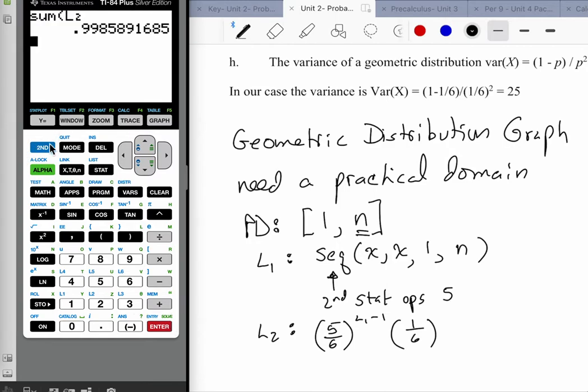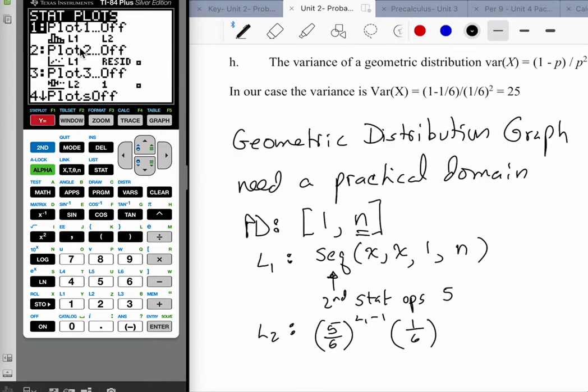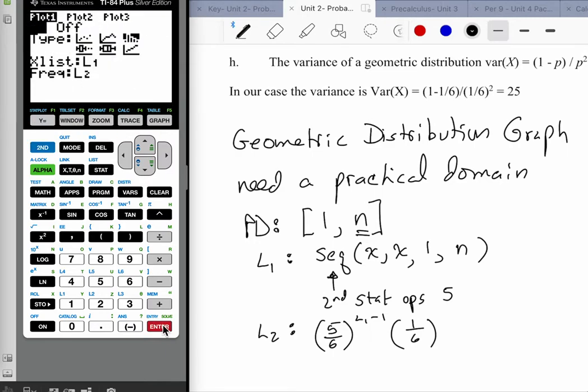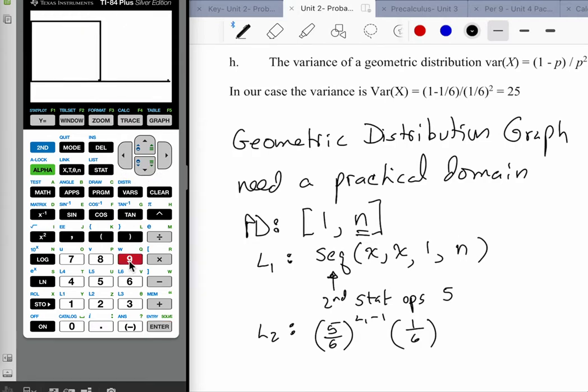All right. So what I would want to do here is create the graph, second y equals, turn my plot on. The histogram is usually where I go with this. So L1, L2. That'll give me a relative frequency histogram, which is interpreted as a probability distribution. All right, so zoom 9.